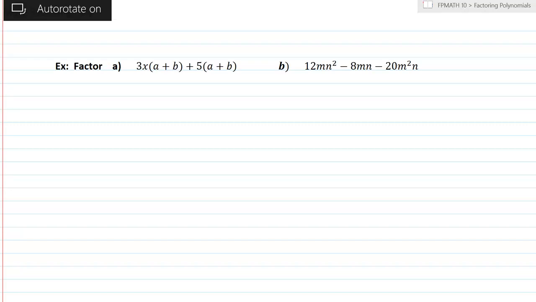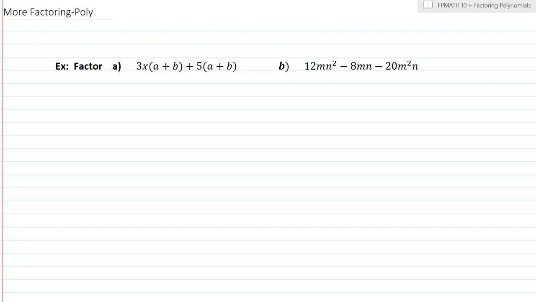All right, hi. Let's look at a couple examples, harder examples of factoring, just the extension of the factoring polynomials. All right, so example 1, we're going to factor 3x times (a plus b) plus 5 times (a plus b). I put that question here on purpose.